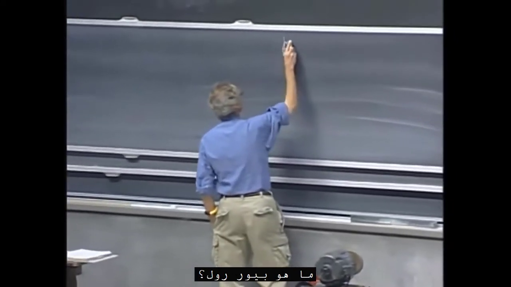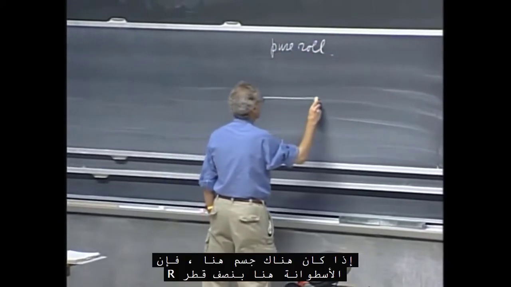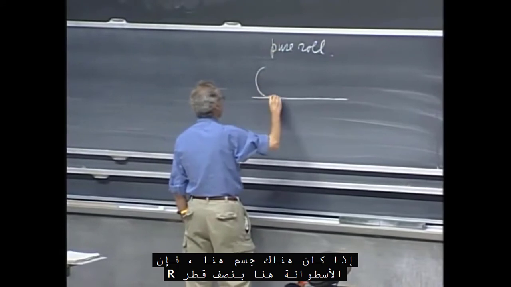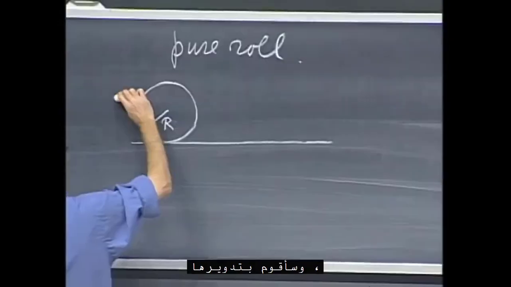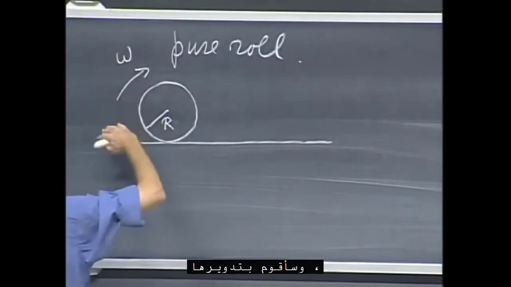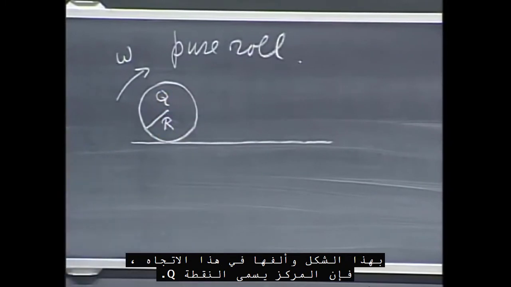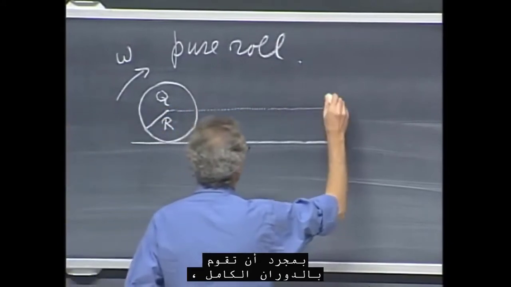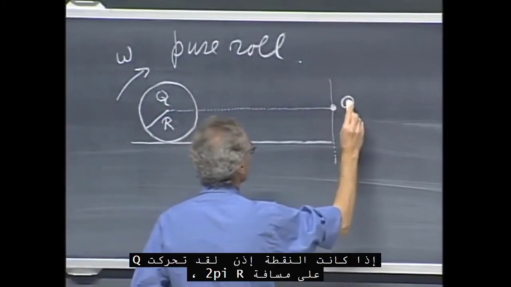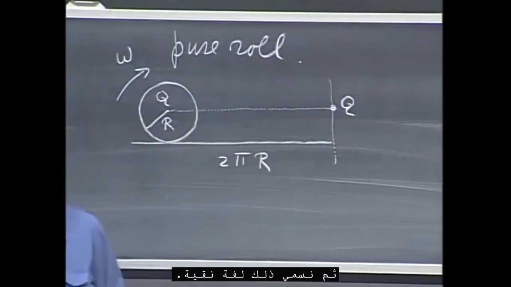What is pure roll? If here is an object, cylinder or sphere, with radius r, and I'm going to rotate it like this, and roll it in this direction, the center is called point Q. Once it has made a complete rotation, if then the point Q has moved over a distance 2 pi r, then we call that pure roll.